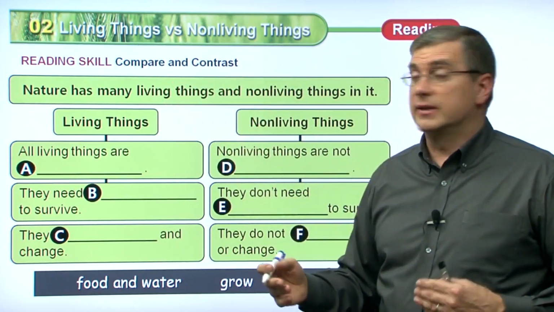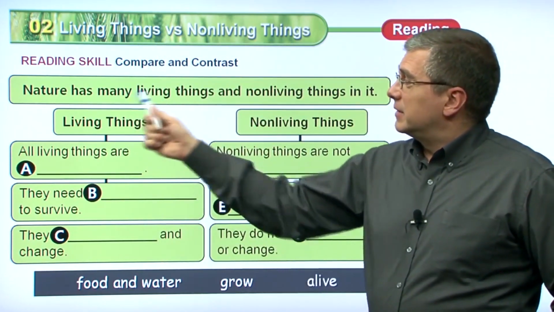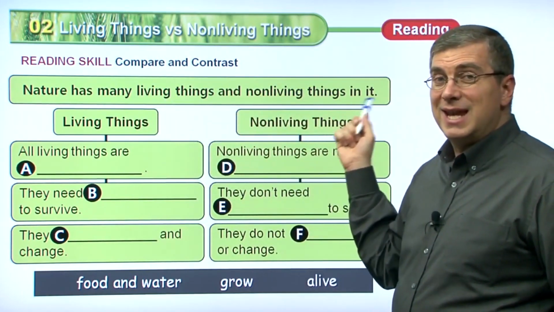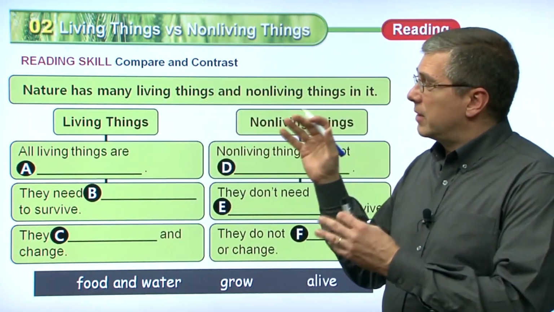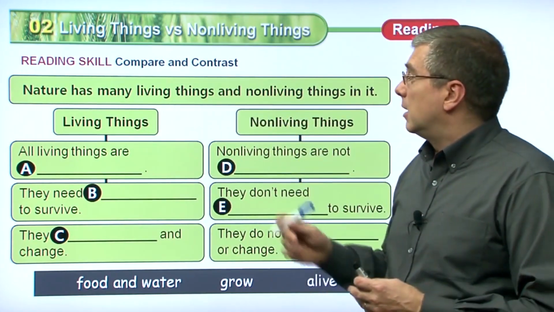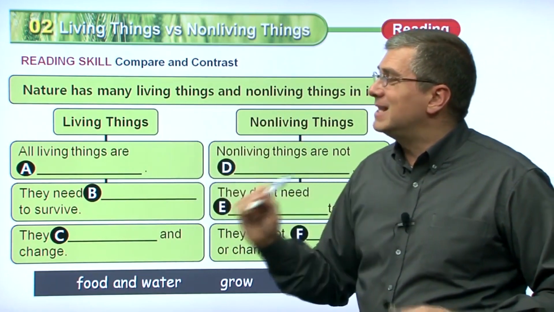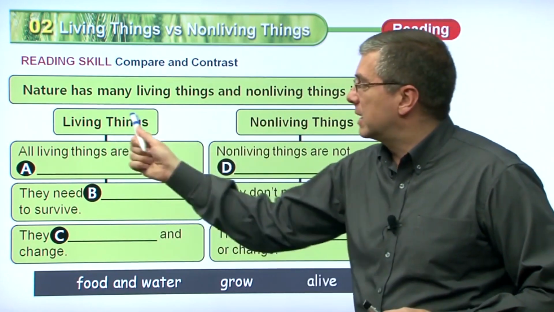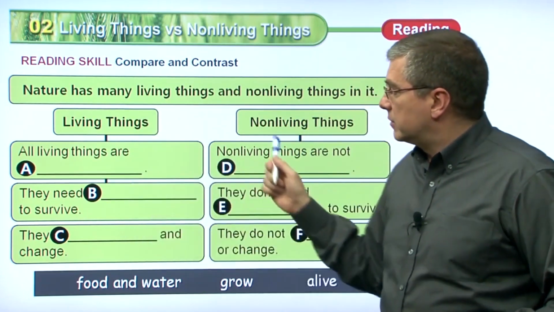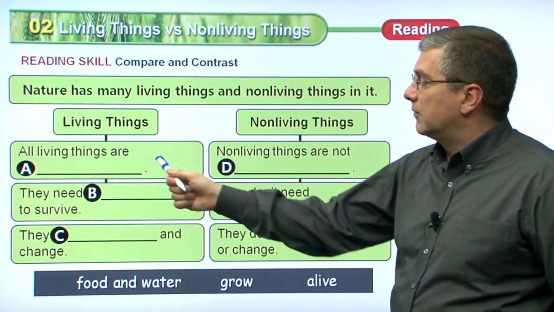So it's very easy to compare and contrast. How are they different? Of course, our topic sentence is, nature has many living things and non-living things in it. So that's kind of how they are similar, right? Because they both exist in nature. However, how are they different? There's many differences between living things and non-living things. So we can look at the differences, we can describe them, and how are they different?